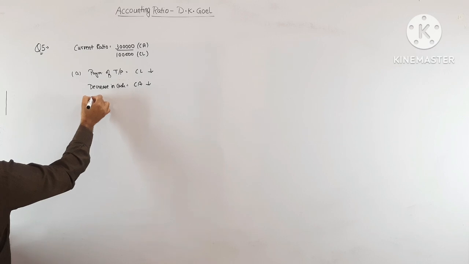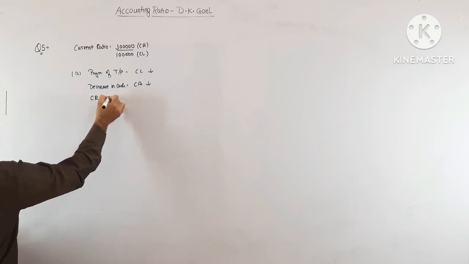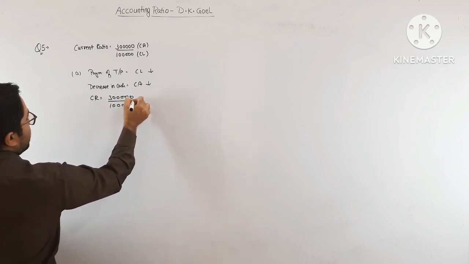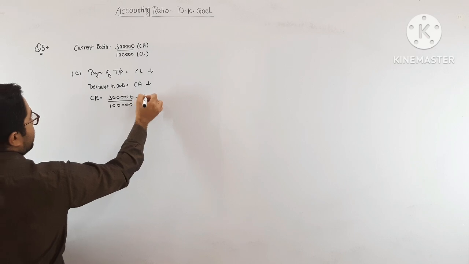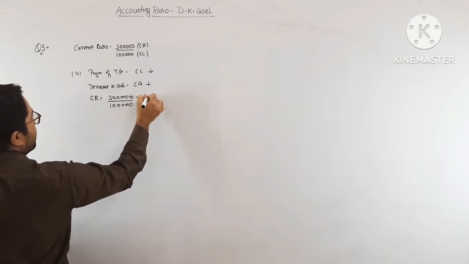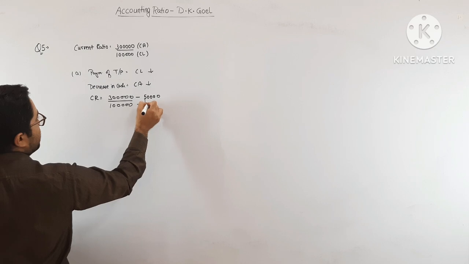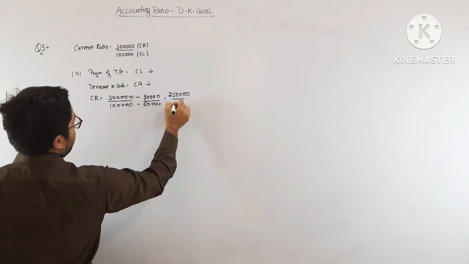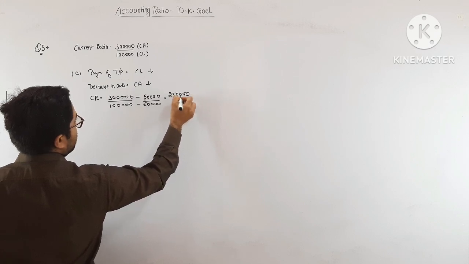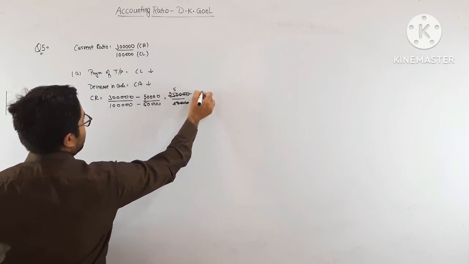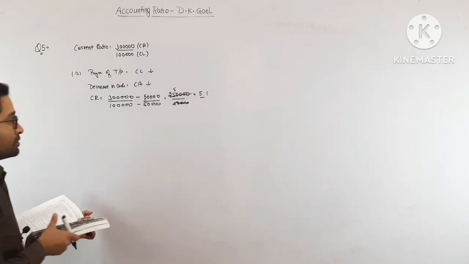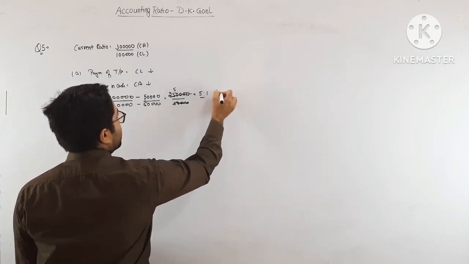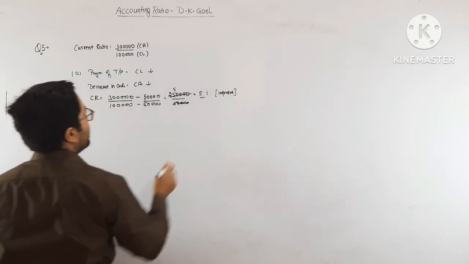So let's suppose current ratio is 3 lakh divided by 1 lakh rupees. Suppose the amount of trade payable is 50,000. It will be 2,50,000 upon 50,000, which is 5:1. So your ratio will be 5:1 and it will improve your current ratio. Clear? It will improve your current ratio.